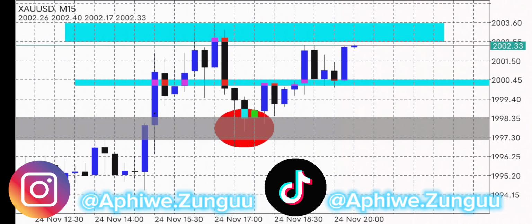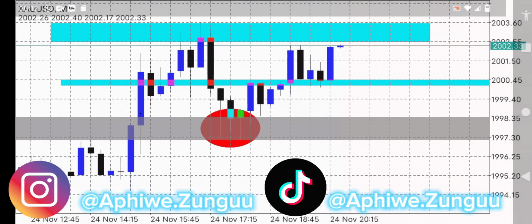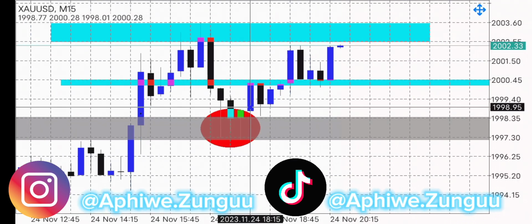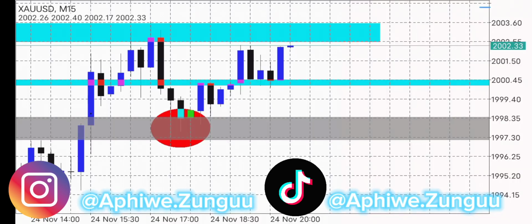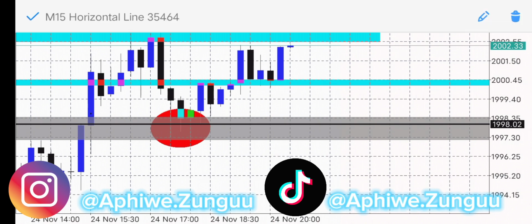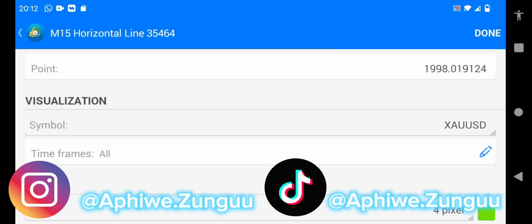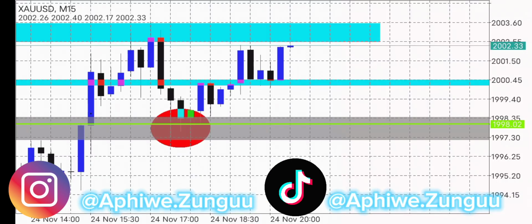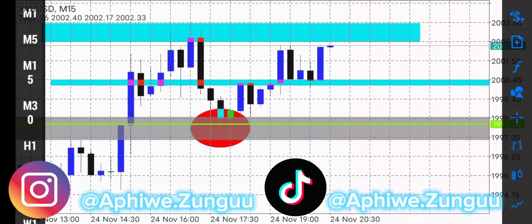But anyway, let's go back to the charts, right? As you can see, in entering our trade, we can see that we could have easily entered the buy trade right there. We could have entered our buy trade right here. Alright, so let me change the color to green, right? Because the positions are green anyway. So we could have taken a buy trade right there, right?